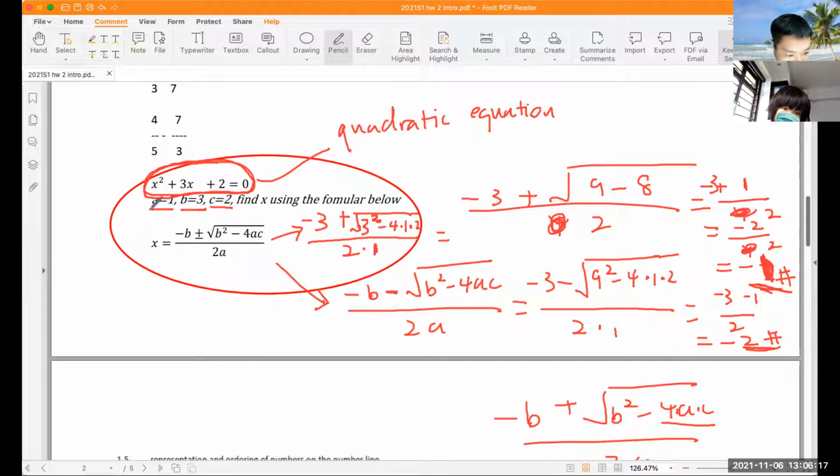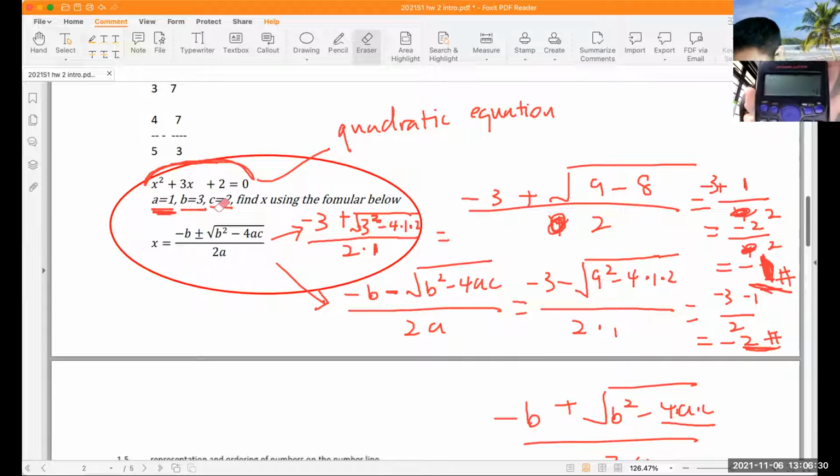So your ABC is given here. You try to key in ABC. So A is 1, B is 3, C is 2. So you just press equal. So what do you get? So you get negative 1. Press one more time. I think you will get negative 2. Test it out. Yep. So you will get negative 1 and negative 2, right?